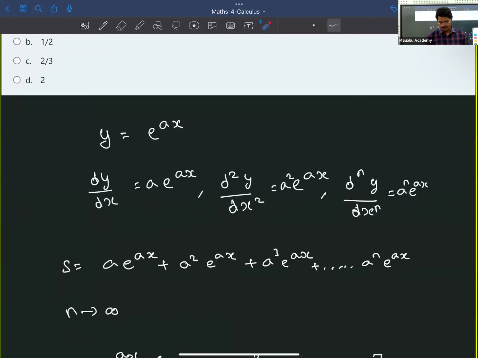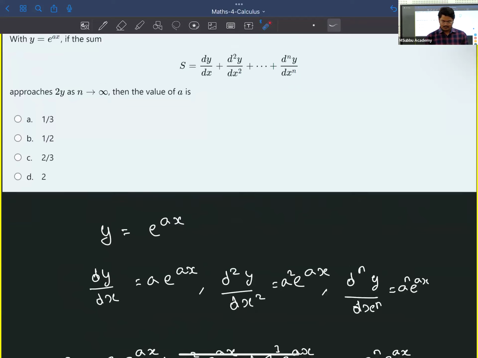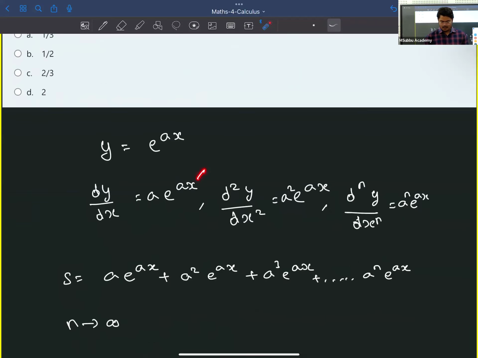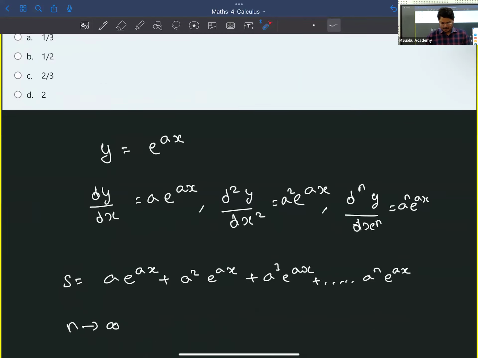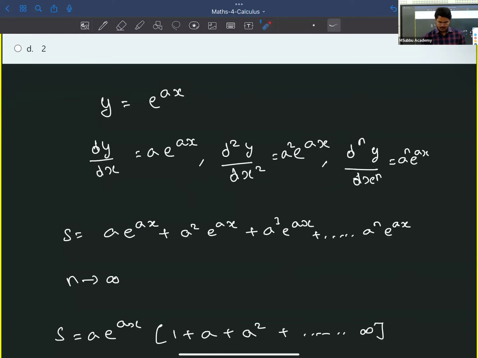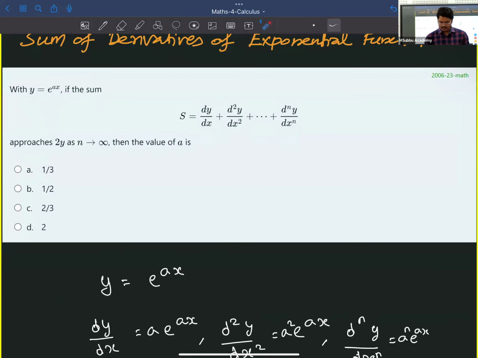So first let us take y is equal to e power ax. So dy by dx, what you'll get? a into e power ax. So d square y by dx square, what do you get? Again differentiate this term. e power ax differentiation gives a into e power ax, so a square into e power ax. Similarly, and so on till n, we get a power n into e power ax. So just substitute these values in this equation.